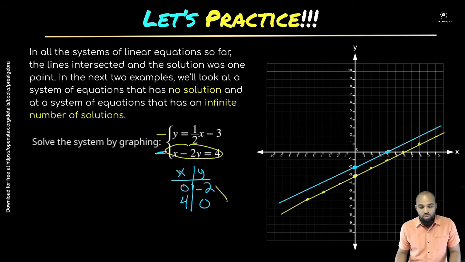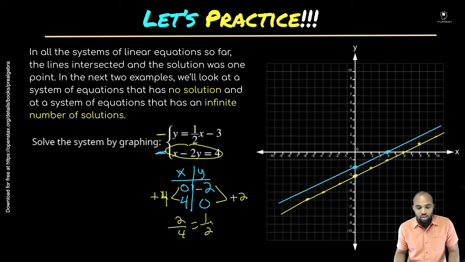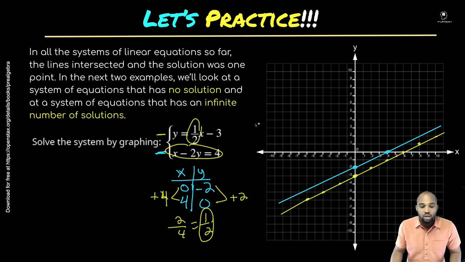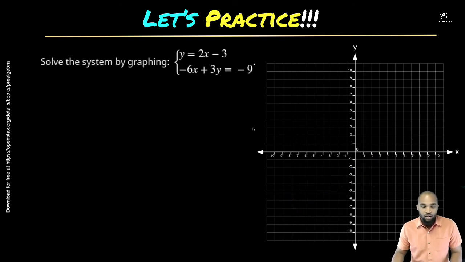Actually, we could look at the slope right here, right? We're going up 2 and over 4. So what is 2 over 4? We simplify that. That's 1/2. And so I see my slope is 1/2 here. My slope is 1/2 here. No wonder they're parallel. They have the same slope. They just have different y-intercepts. That's why they're never going to cross. All right, let's go to our next one.